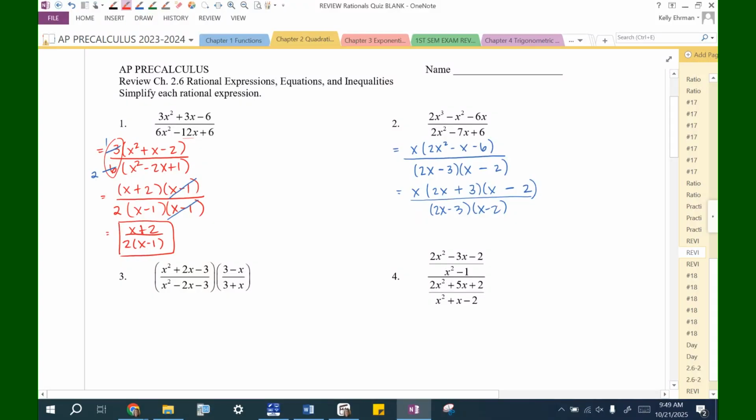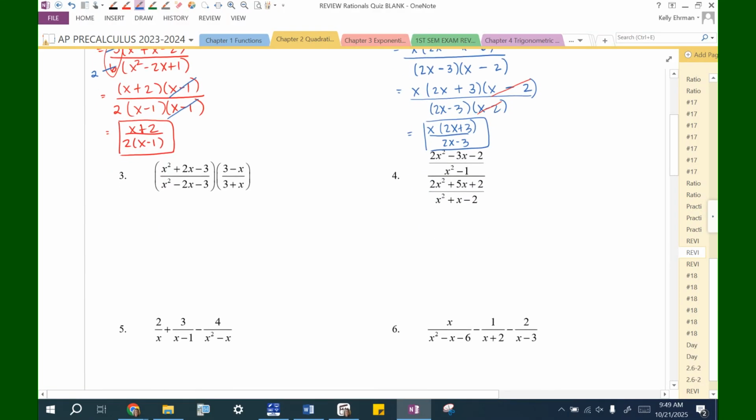So now what can we cancel? We can cancel out this x minus 2 with this one. And that's it, because 2x plus 3 is not the same as 2x minus 3. So my final answer is x times 2x plus 3 over 2x minus 3. You can distribute the x through if you want, but there's no reason to.